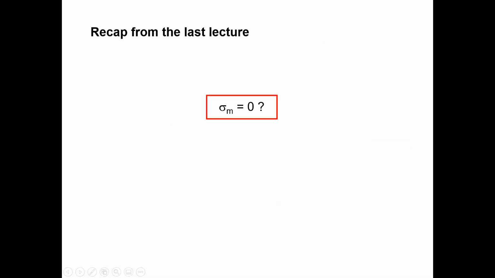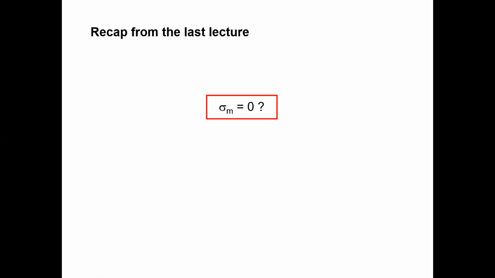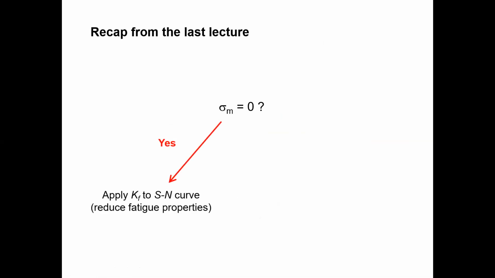I didn't discuss too many things, I just explained. But you hear me, no? Yes, sir. So if mean stress is equal to 0, that means it's only alternating stress. So we can apply the Kf to the S-N curve as a reducing factor. In the stress, you can use the Kf value to divide the strength. Normally the fatigue stress concentration factor is used on the S-N curve as a strength reducing factor.